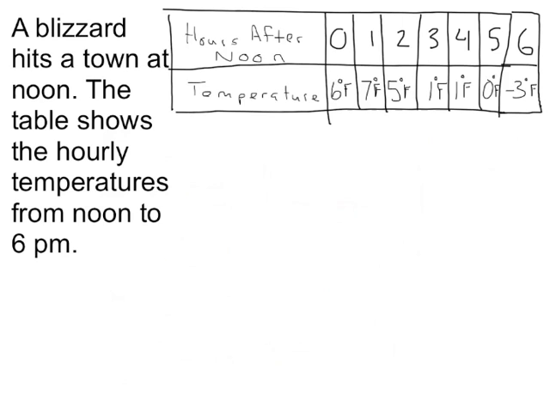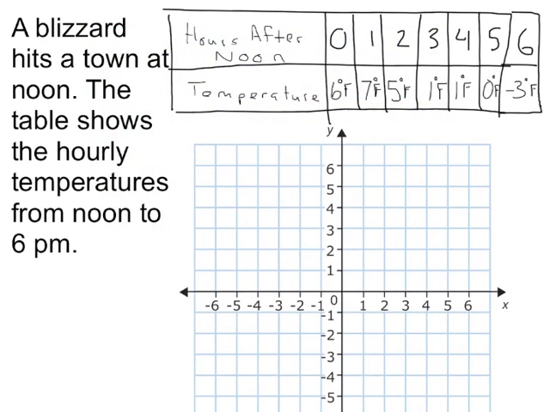A blizzard hits a town at noon. The table shows the hourly temperatures from noon to 6 p.m. So let's see if we can graph this table and come up with some observations about what's happening to the temperature. Hours after noon, these are going to be our x values, and our temperature is going to be our y values. So at noon, which is time 0, it had a temperature of 6 degrees. So I find 0 on the x, and then I go up to 6. That's the temperature. Now, at 1 o'clock, the temperature went up to 7 degrees. So x has 1, go up to 7.